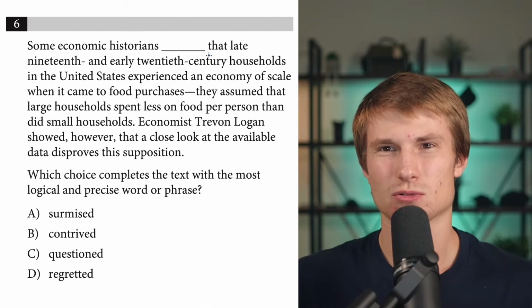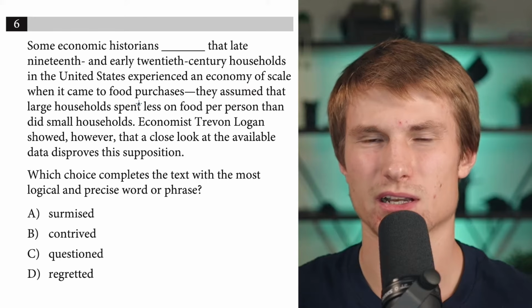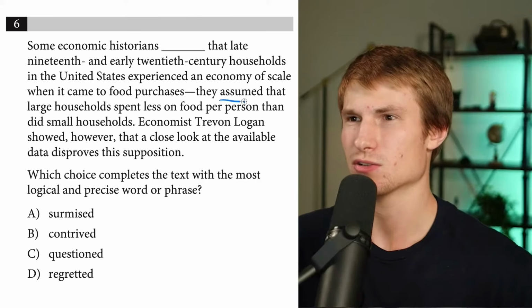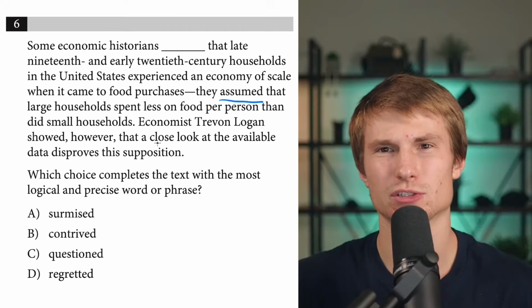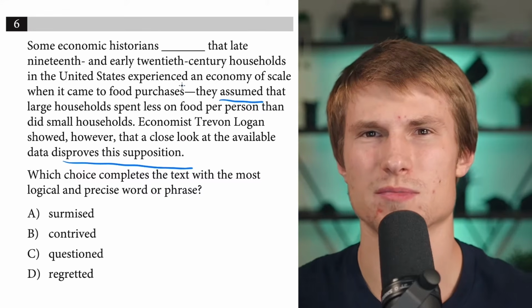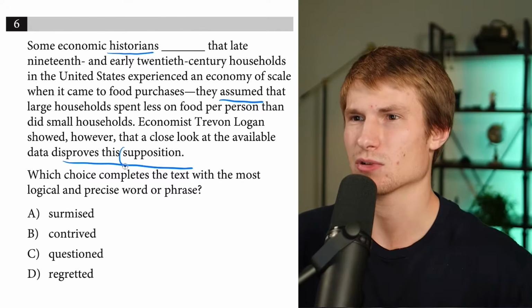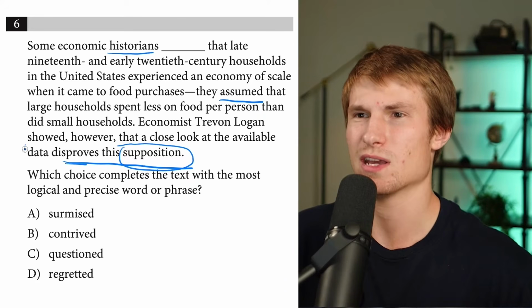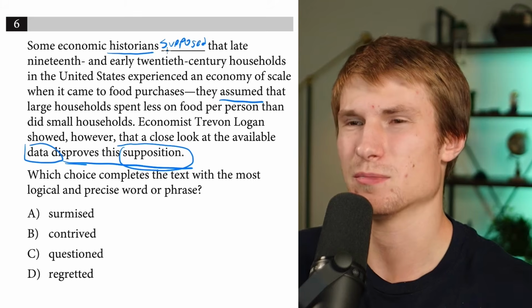Some economic historians blank that late 19th and early 20th century households in the United States experienced an economy of scale when it came to food purchases. They assumed that large households spent less on food per person than did small households. Economist Trevor Logan showed that, however, a close look at the available data disproves this supposition. Okay, so we basically have some economic historians assuming and making some sort of supposition, and then ultimately we have the data disproving that. So what would go in here would be something along the lines of something showing that they supposed that this was the case.